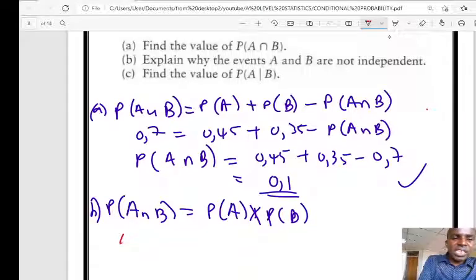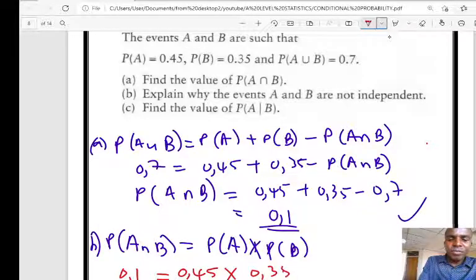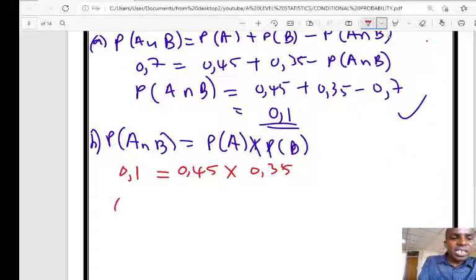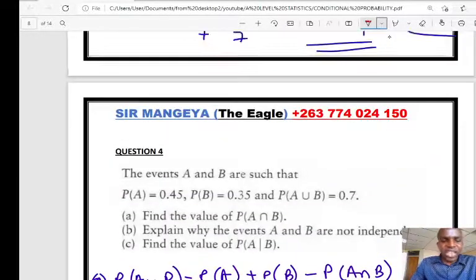A intersection B is 0.1, must be equal to, then probability of A is what here? 0.45 times probability of B is 0.35. Right, then simplify this. 0.1, is it the same as 0.45 times 0.35? 0.45 times 0.35, you get 0.1575. And in this case, you can say these two things are not the same. Therefore, event A and B are not independent events.